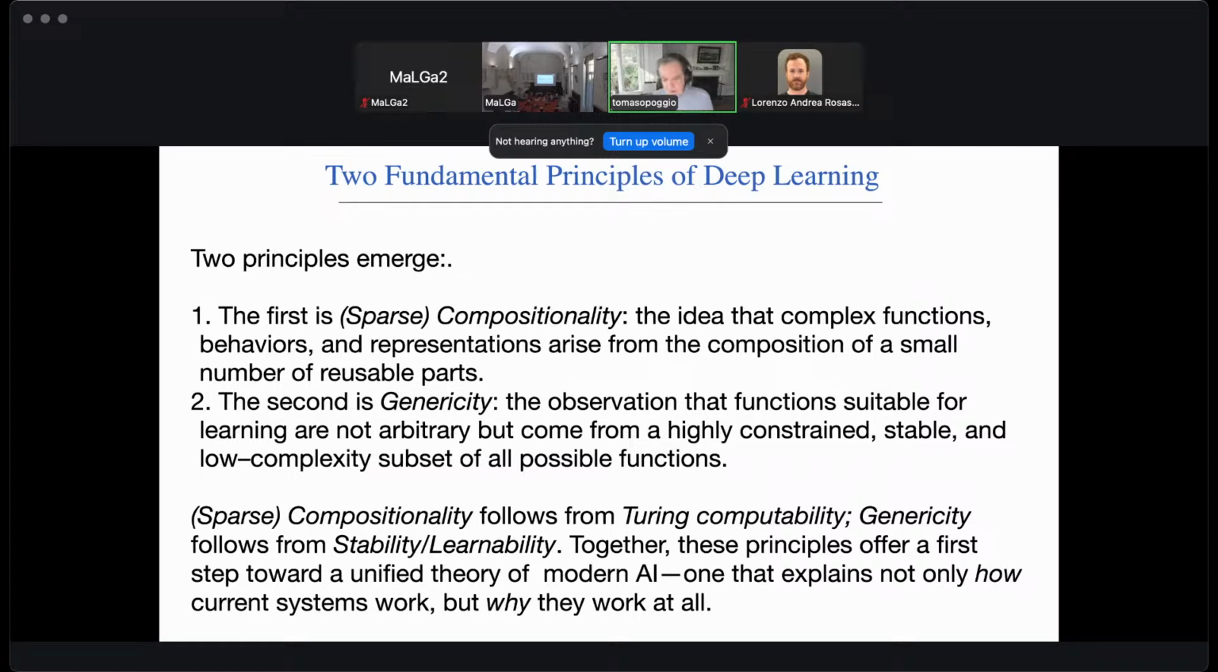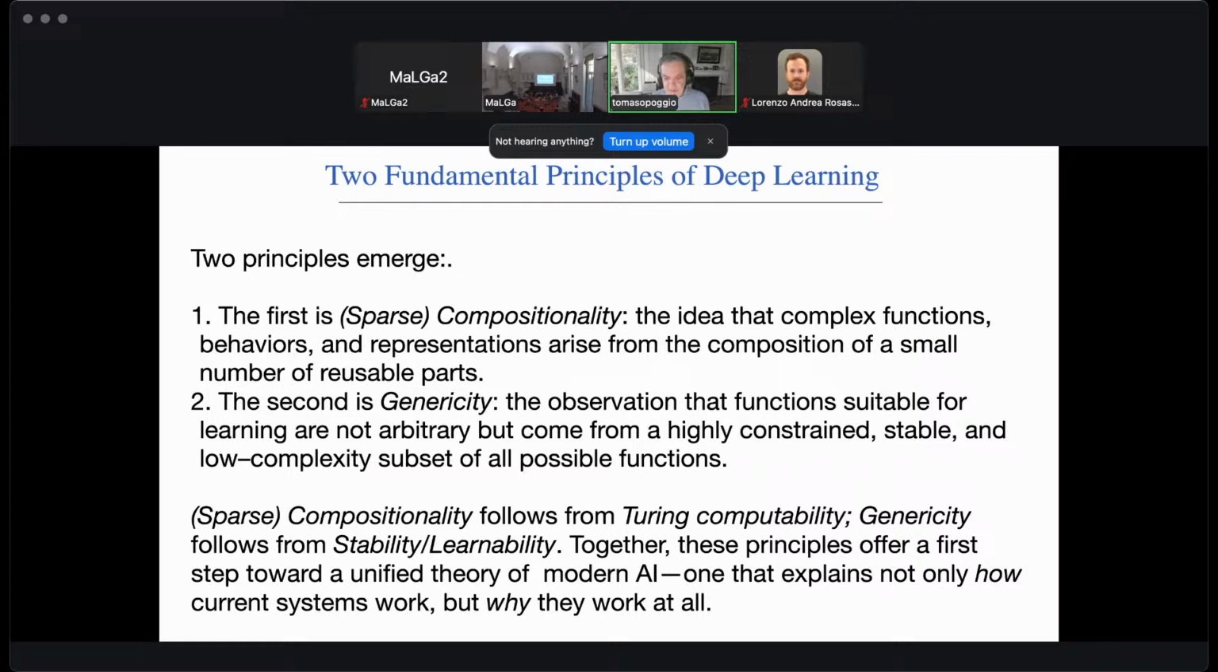One is compositionality. I say sparse compositionality because it's the composition of sparse functions that depends on a small number of variables. In a sense, sparse is redundant because compositionality really does not make sense unless it's composition of simpler parts. And I'll speak in a minute about it more.